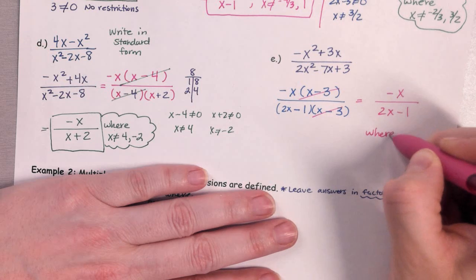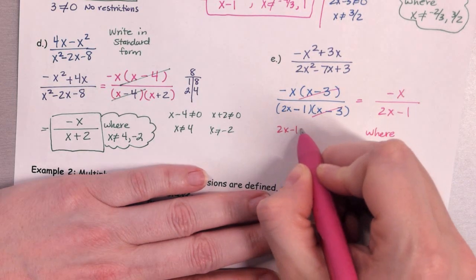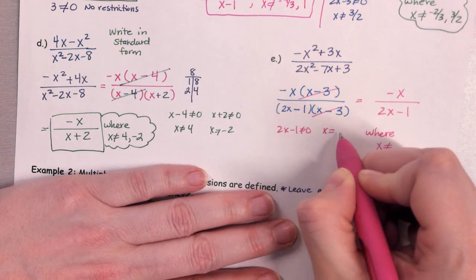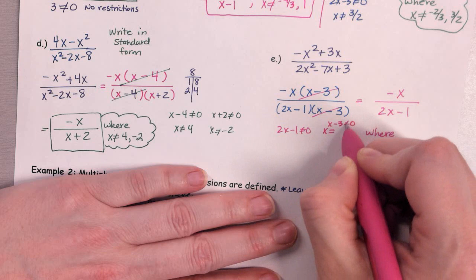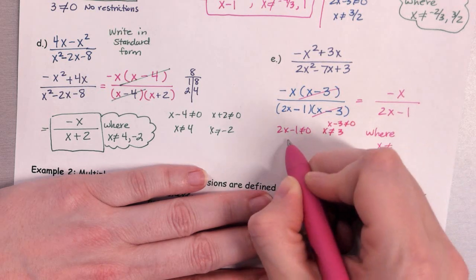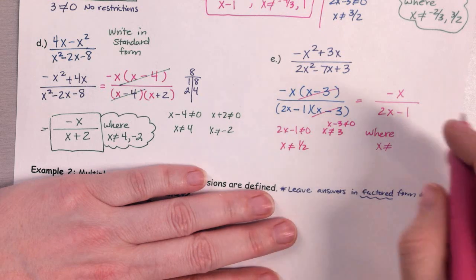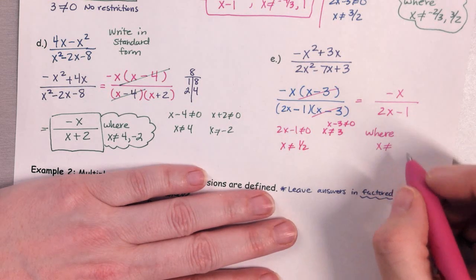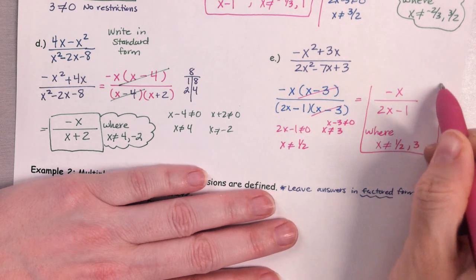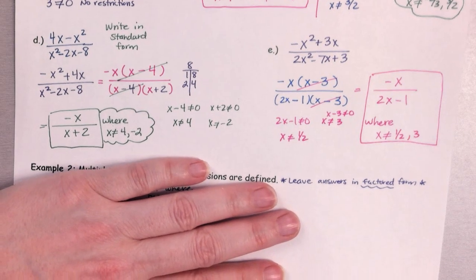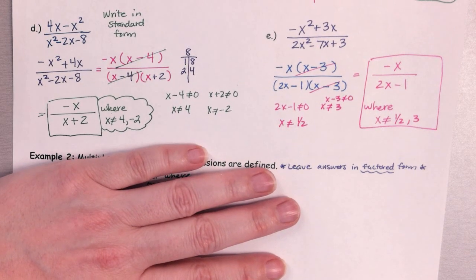And this is where x can't be, what did you guys find? Okay, so x can't be 3 or x can't be what? 1/2. Okay, so x can't be 1/2 or 3. All right, great. Questions for me on the simplifying part?